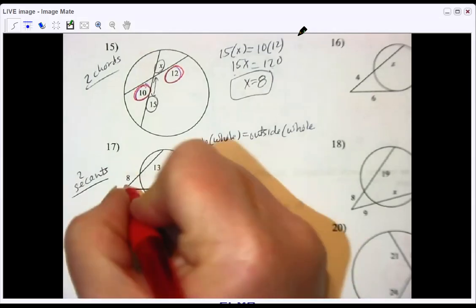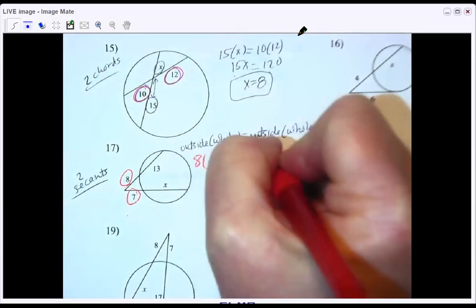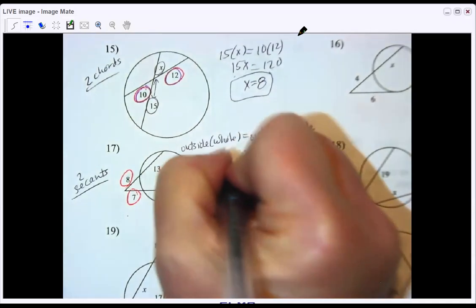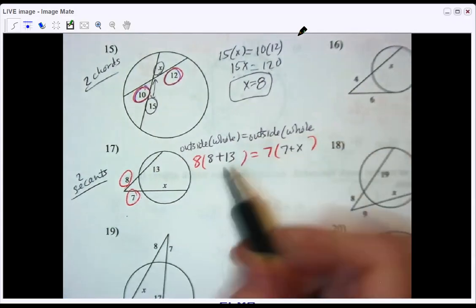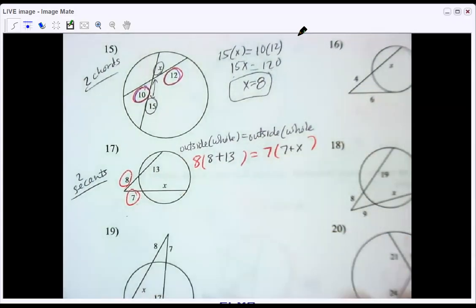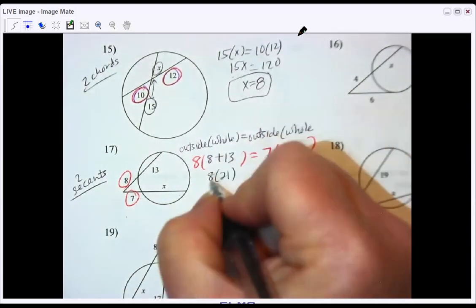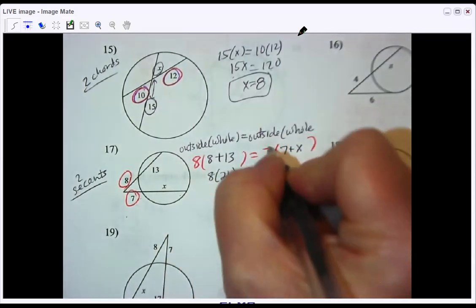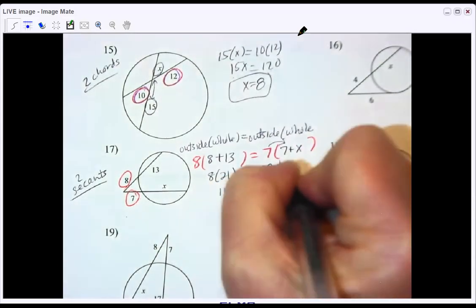Okay, yep. These are the two numbers outside. So my outside numbers are 8 and 7. To find the whole thing, we're going to add them together. So the whole would be 8 plus 13, and the whole would be 7 plus x. Just like I added these two together to get the whole, I have to add those two together to get the whole. And then we simplify. 8 times 21 is 168, is equal to 7 times 7, 49 plus 7x.